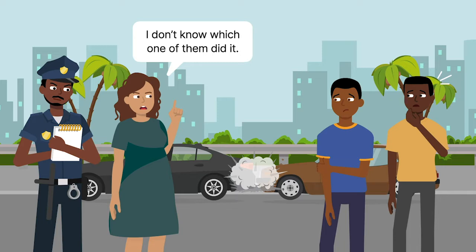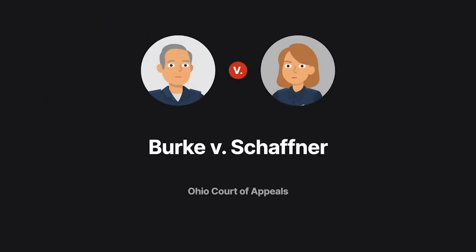But what if only one of the potential tortfeasors is named in the action? Does the doctrine of alternative liability still apply? This was the question for the Ohio Court of Appeals in Burke v. Schaffner.